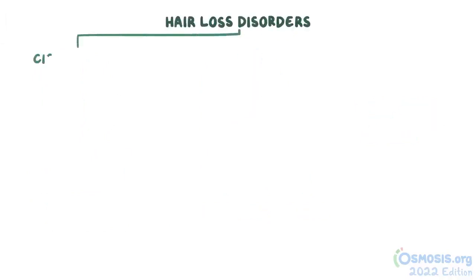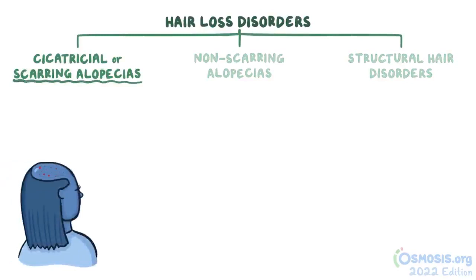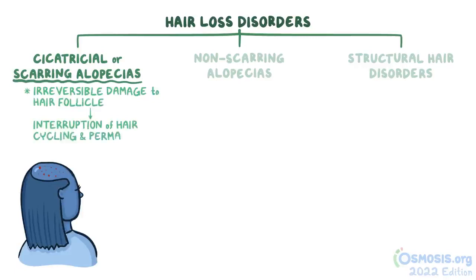Now broadly, hair loss disorders can be divided into cicatricial or scarring alopecias, non-scarring alopecias, and structural hair disorders. Cicatricial alopecias are characterized by irreversible damage to the hair follicle that results in interruption of hair cycling and permanent hair loss if not treated in time.